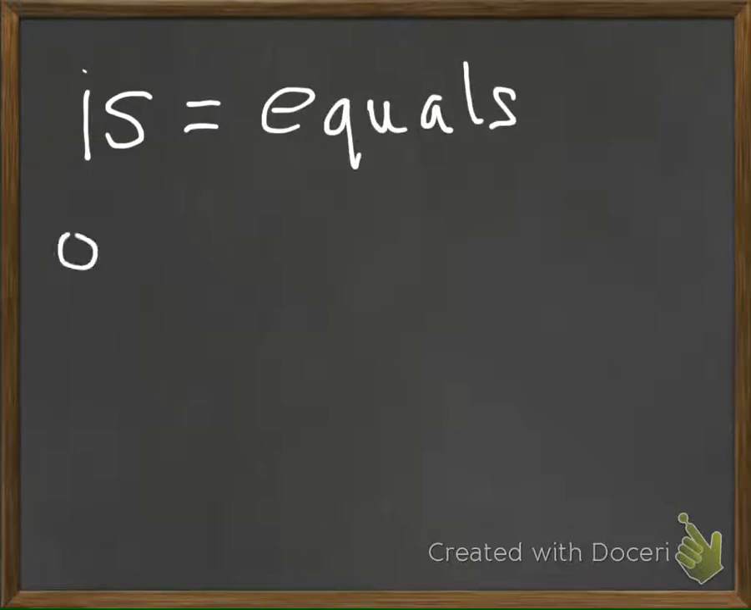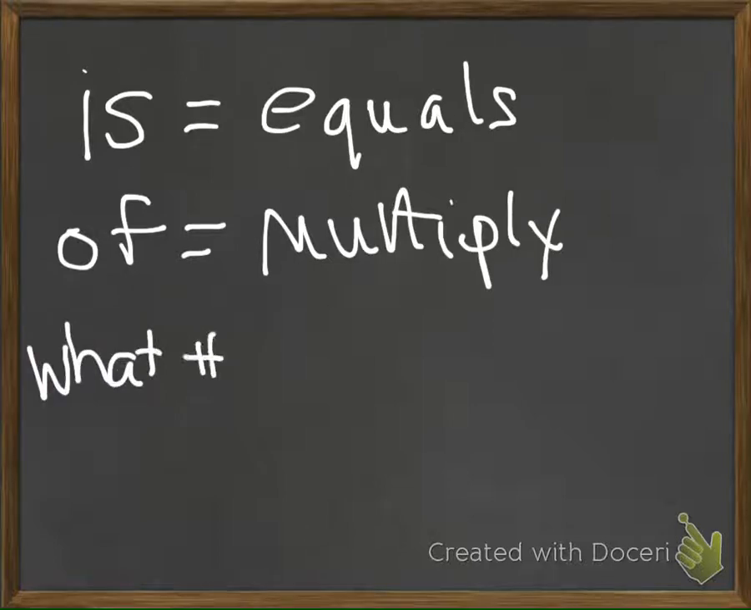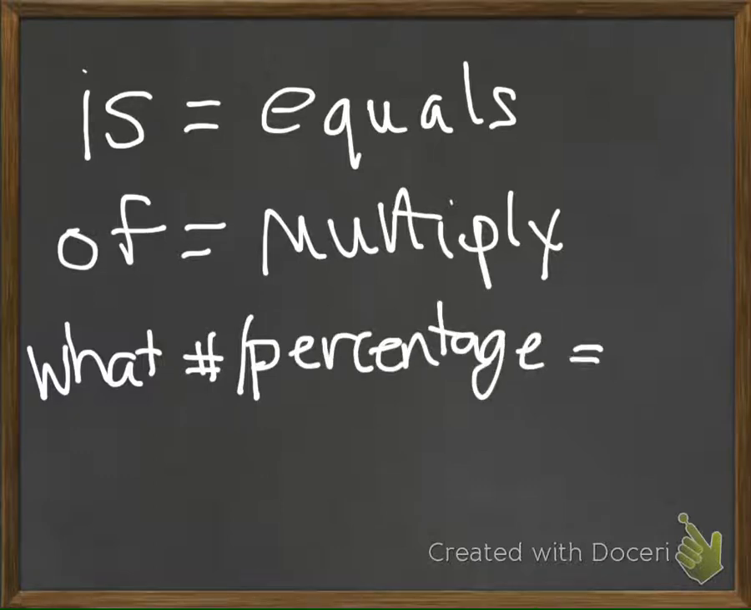All right, so the most important thing about 7-7 and 7-8 is to know what the words in the question mean. To review, is means equals. Of means multiply. Anything with what number or percentage, anything like that, means a variable or x. Okay?